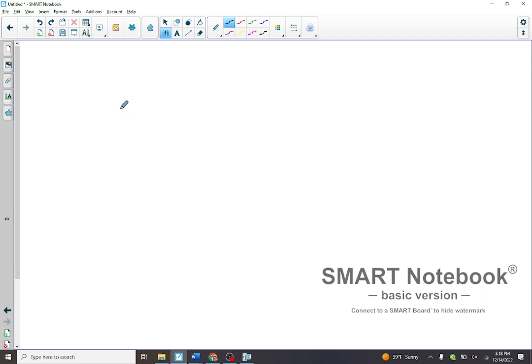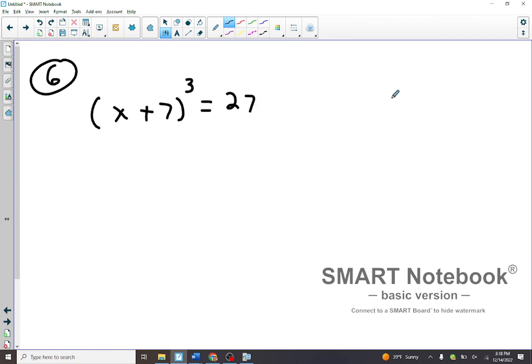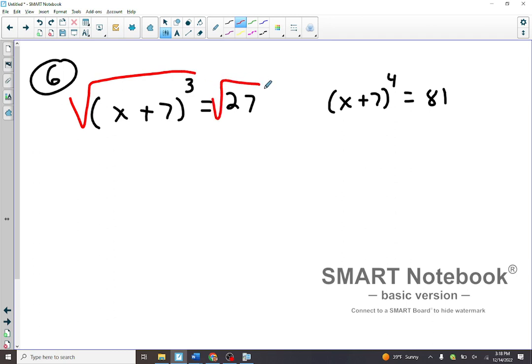No, it does not matter. They're equivalent, I should say. Number 6. X plus 7 to the 3rd power equals 27. Or you could get a version like this. X plus 7 to the 4th power equals, let's say, 81. So in this one, I would cube root both sides. So x plus 7 equals, this is a cube root.